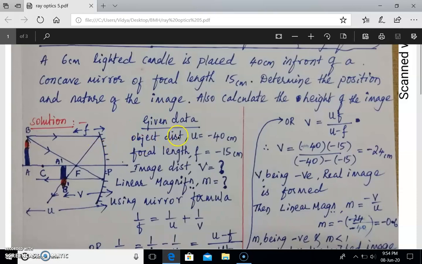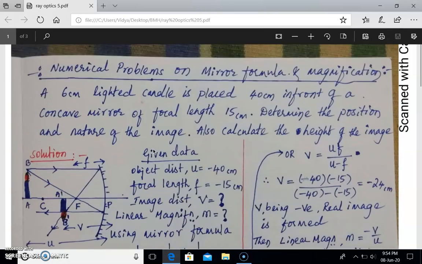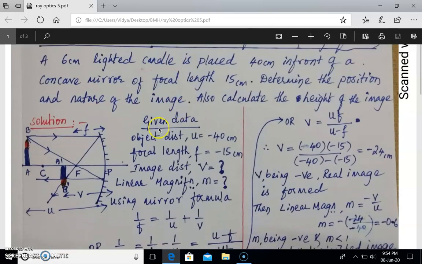For convenience sake, I have drawn here a ray diagram to understand the position and nature of the image. So you have to read carefully the numerical sum and you have to list down the given data in the sum. So according to the given sum, the object distance U is minus 40 centimeter.